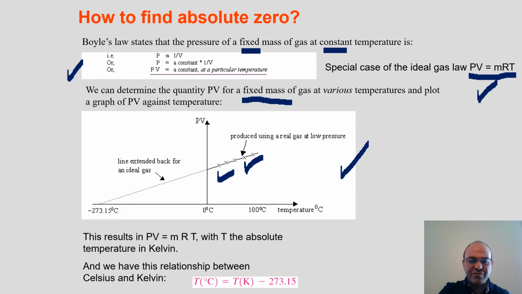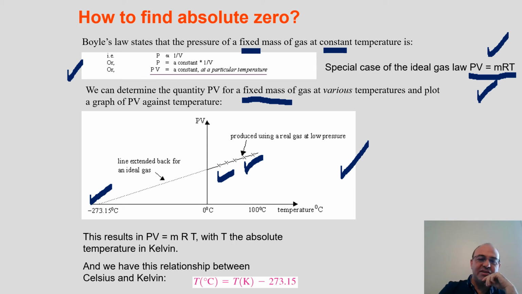So based on these multiple data points, and given the fact that PV changes linearly with the temperature from this ideal gas law, PV and T, the temperature, change linearly. We know that the value of mR, the slope of the line, is a constant. Now if we attach several points and extrapolate, extend the line, then it will intersect the x-axis at this point here.